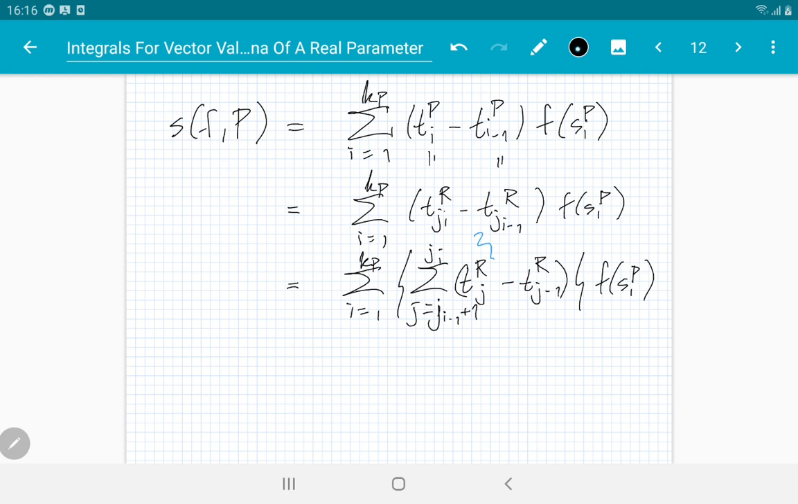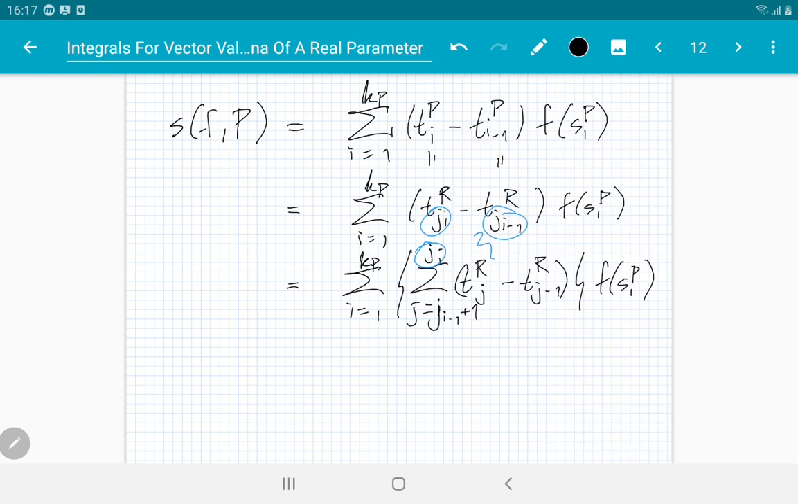I add these guys here, t_j r minus t_{j-1} r. As I add them up, there are lots of cancellations, and I'm left with the last term, which is j_i, and the first term, which would be j_{i-1} plus 1, but I have this j minus 1. So it's going to be j_i here and j_{i-1} here. So, okay, these two things are equal.